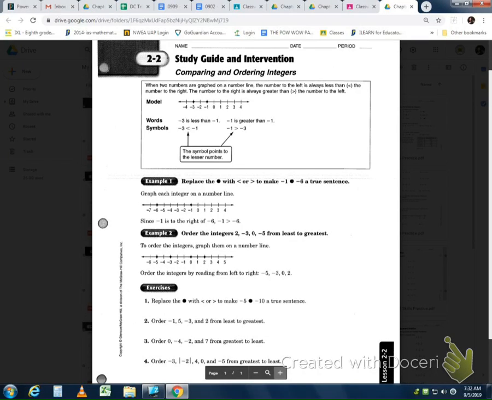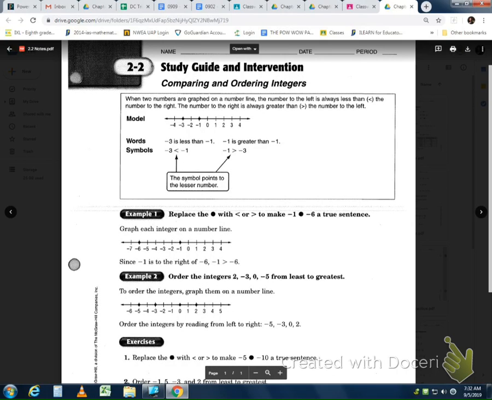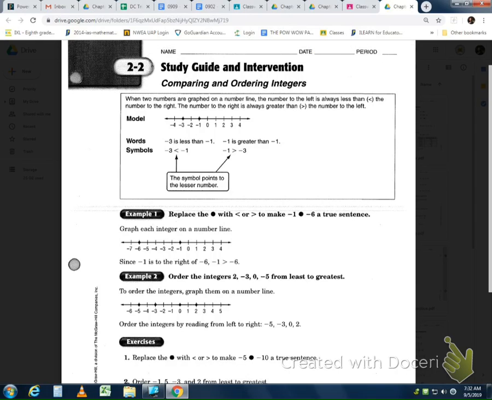Lesson 2.2, Comparing and Ordering Integers. When two numbers are graphed on a number line, the number to the left is always less than the number on the right. The number to the right is always greater than the number on the left. So just remember, when you're looking at a number line of integers, the numbers on the left are smaller and the numbers on the right are greater.